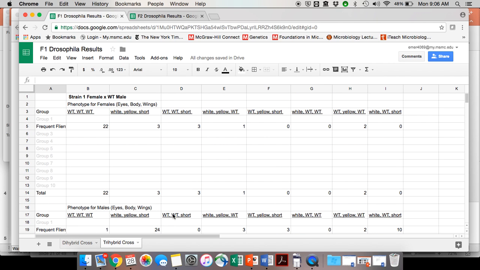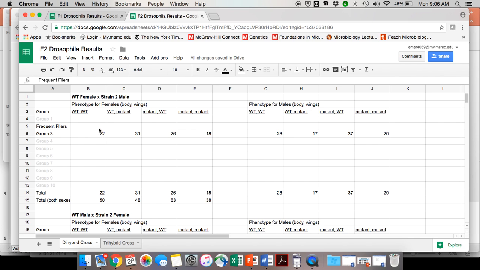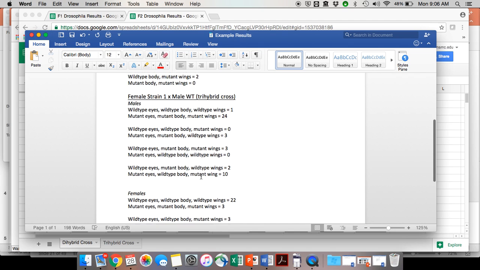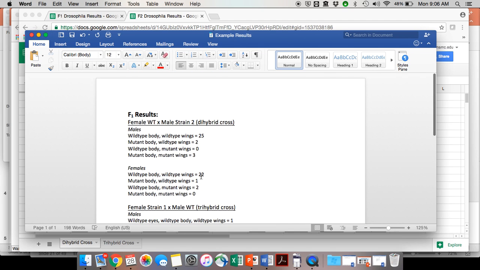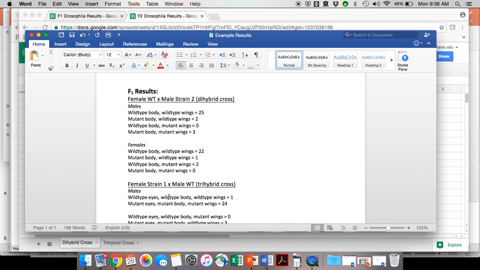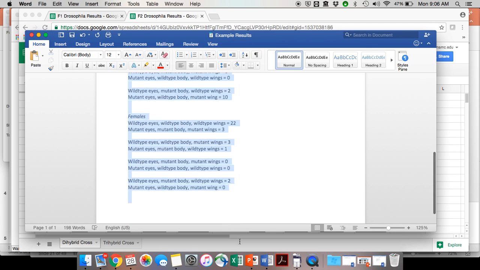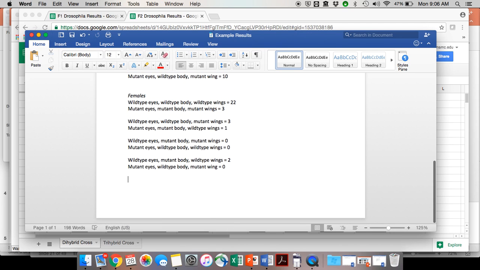Now, how would you do this for the F2? It would be the exact same way. They look exactly the same. I actually didn't generate any data for the F2 because putting in the data for the F2 is exactly the same as the F1. So let's say for the F2, I'll just make some quick data right here.